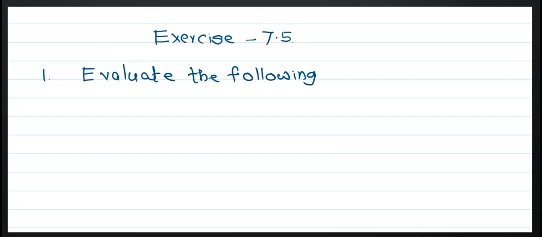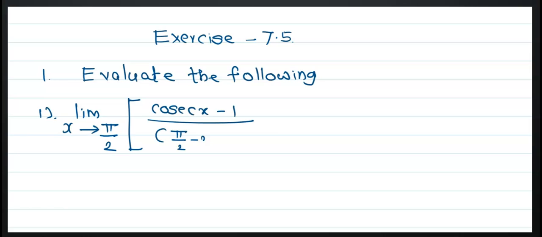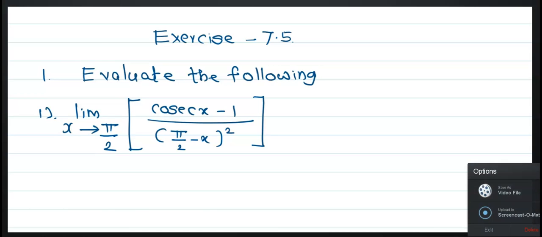Evaluate the following: limit x tends to pi by 2 of (cosec x minus 1) upon (pi by 2 minus x) whole square. Now in this case also, if we substitute x is equal to pi by 2, that is cosec 90, it's 1 minus 1, which is 0, and the denominator is also 0. That is, we get the 0 upon 0 form, and that's why we make the substitution here.